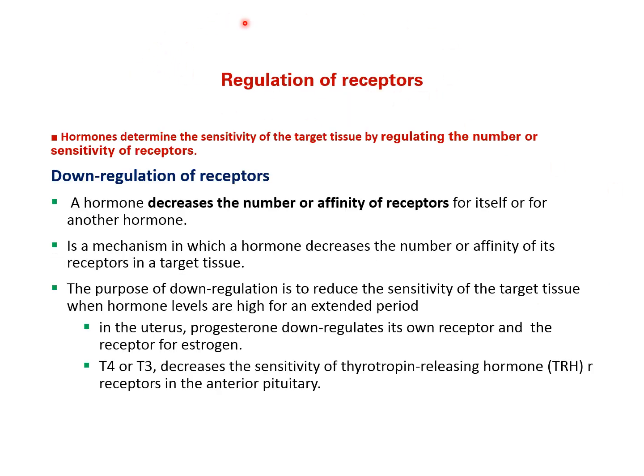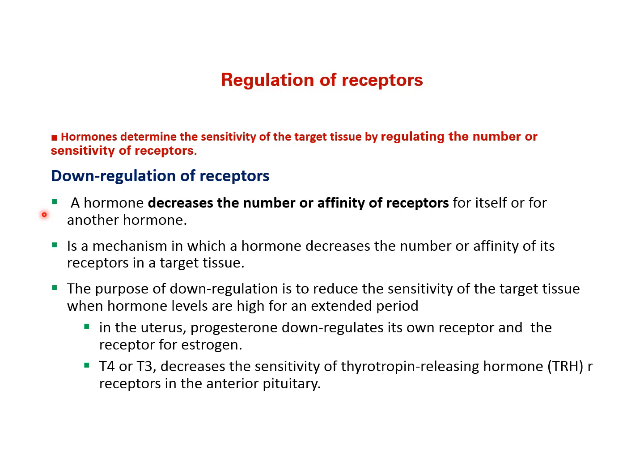Now there is also what's known as downregulation and upregulation, which means regulation of receptors affected by the hormone. In other words, the hormone level will determine the sensitivity of the tissue by regulating the number or the sensitivity of receptors. That's what is meant: the responsiveness, the number or the sensitivity will change with the concentration of the hormone. Now you have downregulation, which means the hormone decreases the affinity of receptors for itself or for another hormone, and it is a mechanism by which the hormone decreases the number or affinity of its receptors in the target tissue. And the purpose of downregulation is basically to prevent the effect of high levels of this hormone for extended periods.